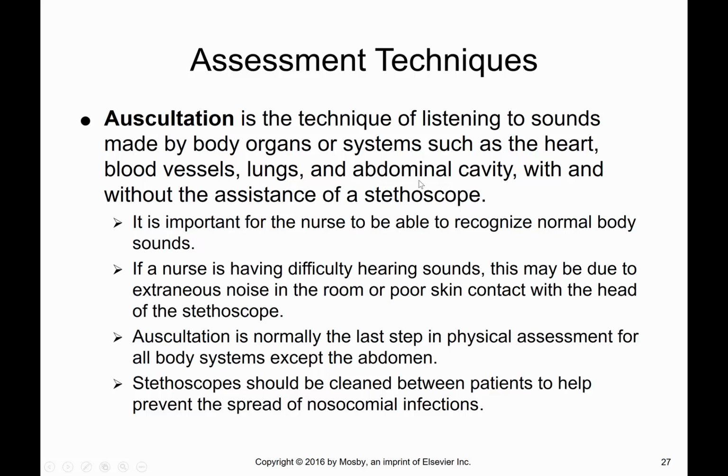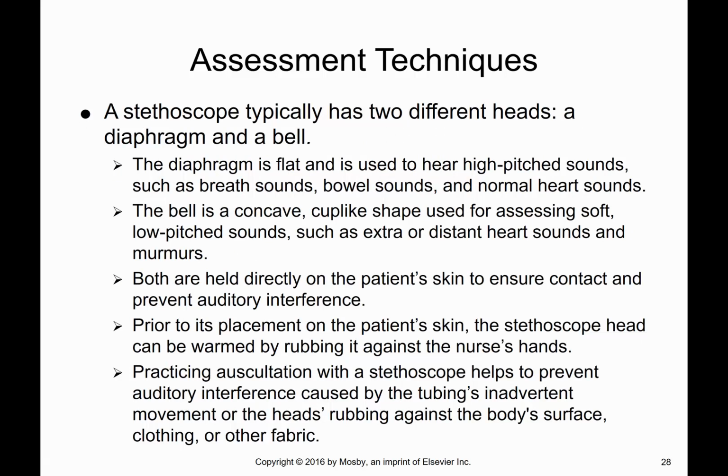Over the abdominal cavity, they have normal sounds that we want to be hearing, or abnormal sounds as well, which we will need to identify. Most stethoscopes have two different heads. Well, one head with two different sides. There's the diaphragm and the bell, and you just twist it and you activate the diaphragm listening portion, or you twist it again and you activate the bell portion.